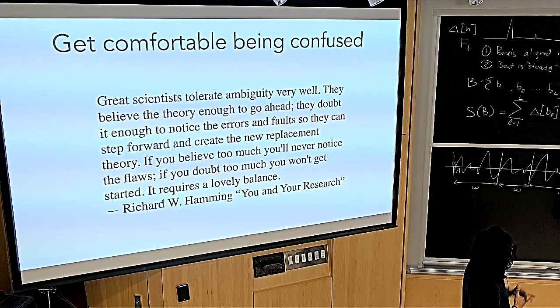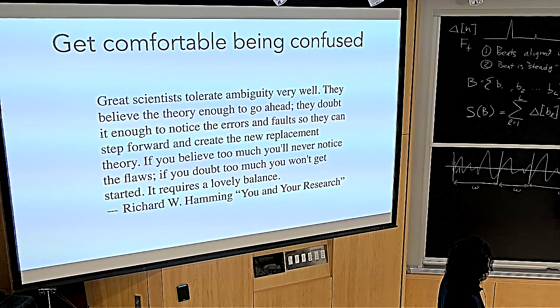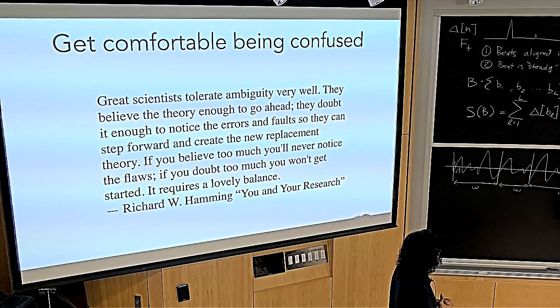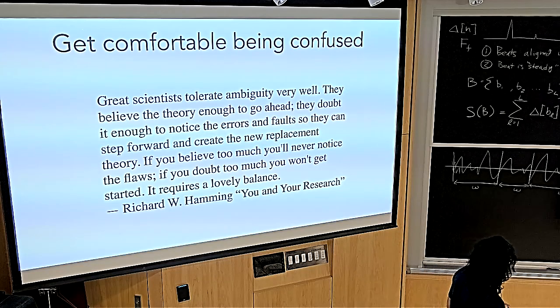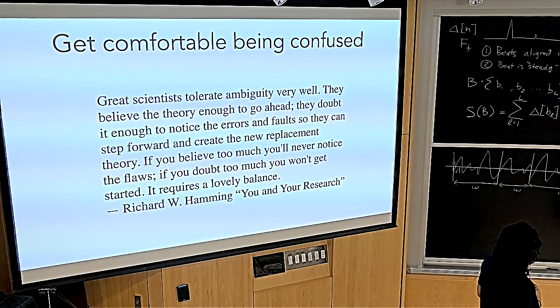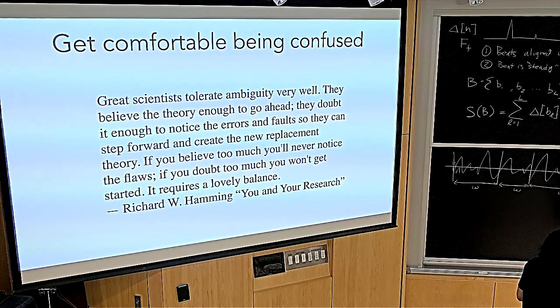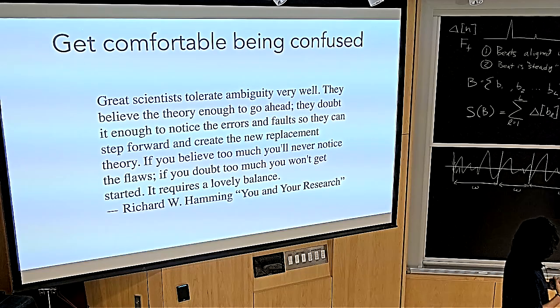And he says that great scientists tolerate ambiguity really well. They believe the theory enough to go ahead. They doubt it enough to notice the errors and faults so that they can step forward and create the new replacement theory. If you believe too much, you will never notice the flaws. If you doubt too much, you won't get started. It requires a lovely balance.